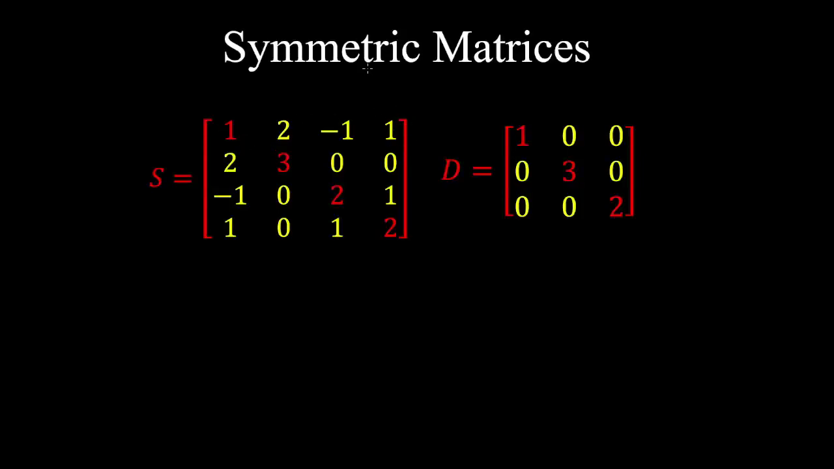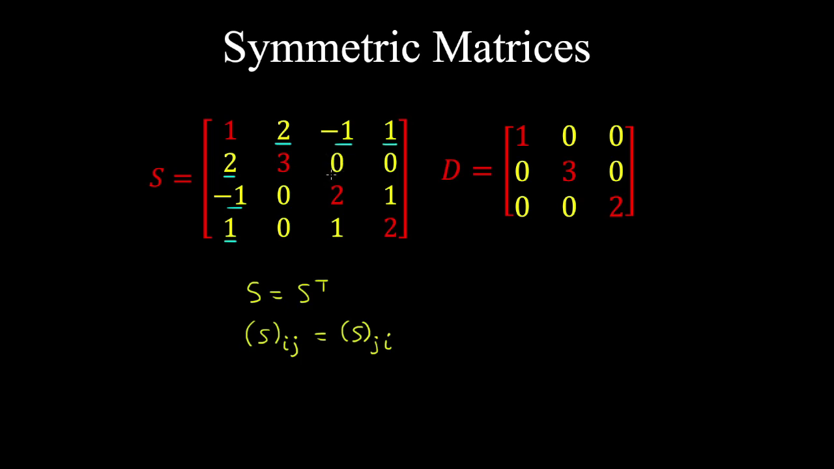A square matrix is symmetric if it's equal to its transpose. So in other words, the entries in row I, column J, are equal to the entries in row J, column I. So examples can be seen over here, where if you transpose this matrix, you get the same matrix.